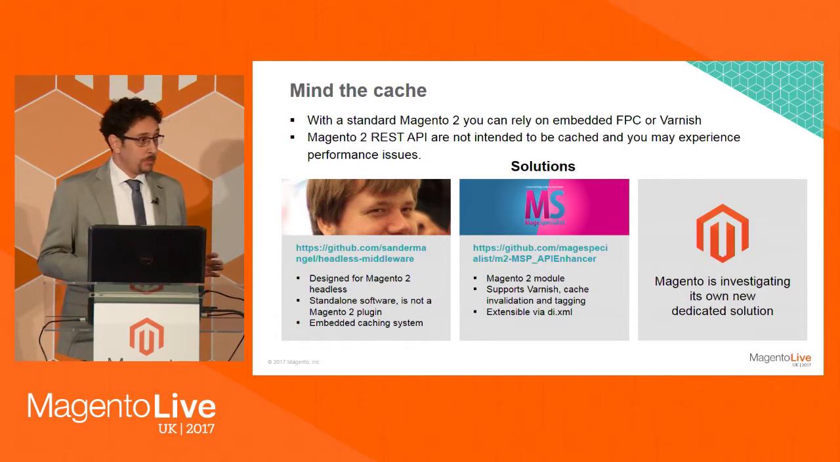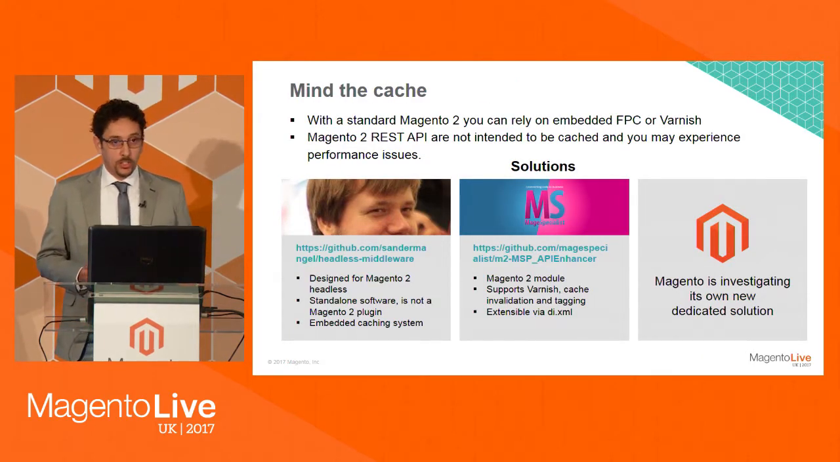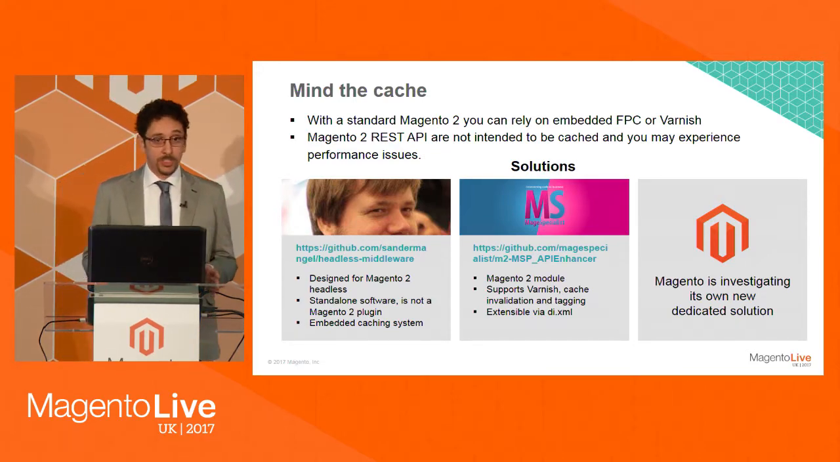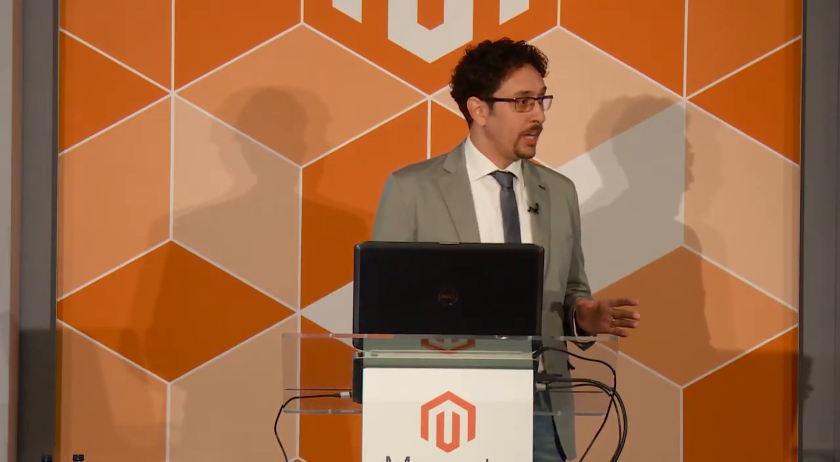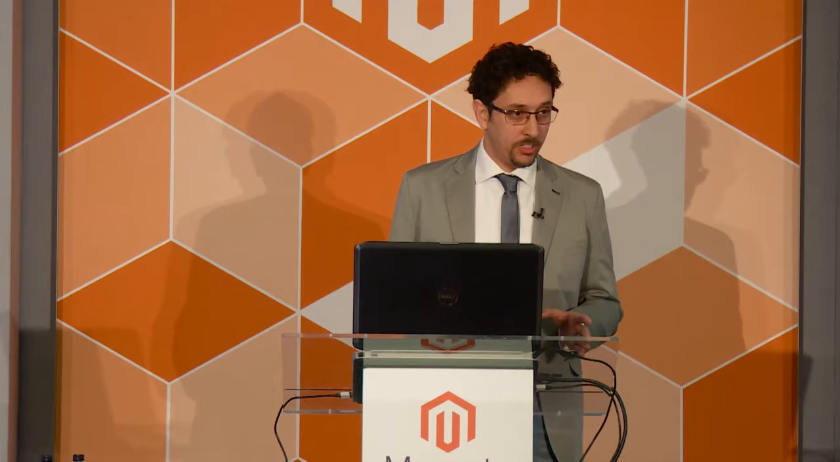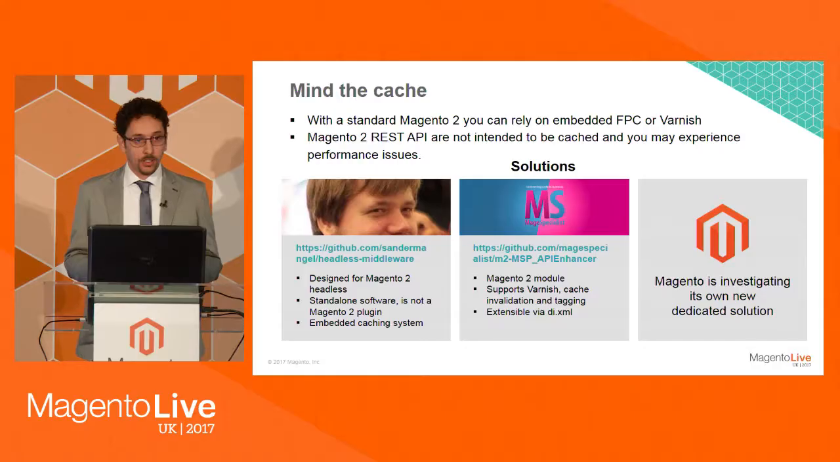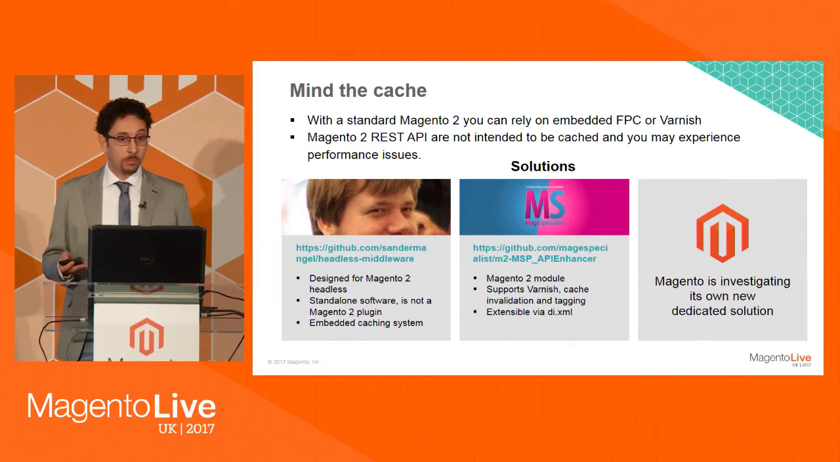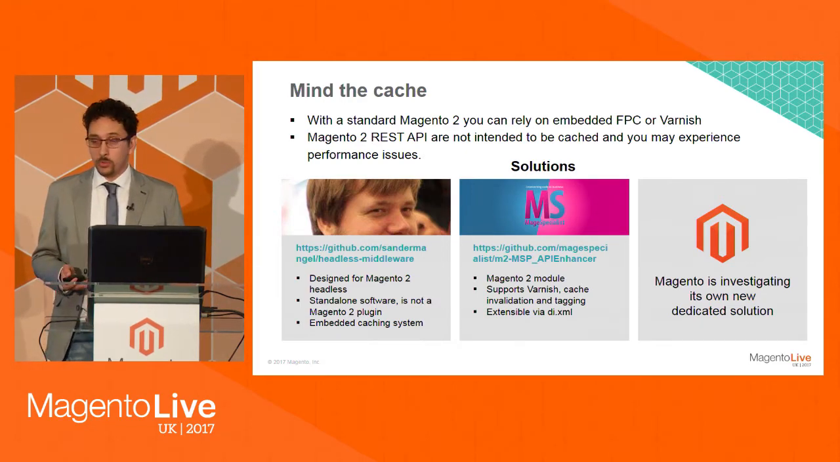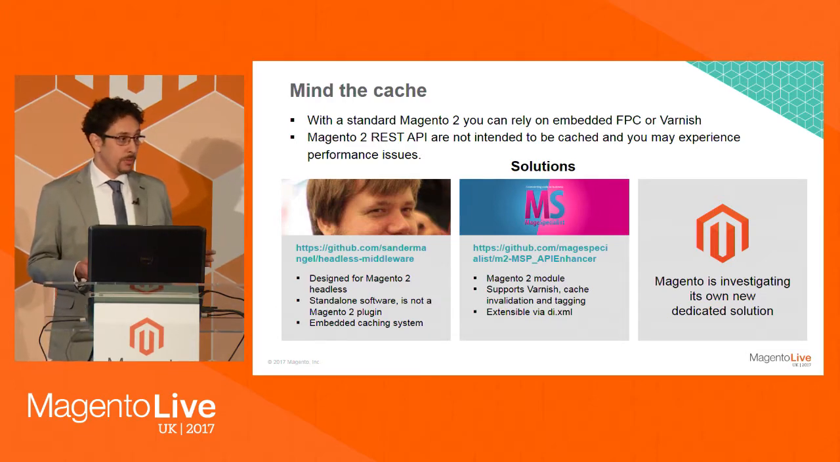The last but most important is to mine the cache. We are talking about front-end, so performance, performance, performance. But Magento 2 REST API cannot rely on a caching system. So we cannot have a very responsive front-end with slow API. This is almost nonsense. So what we have to do is to find a way to apply a caching system to an API call. We have two main solutions.